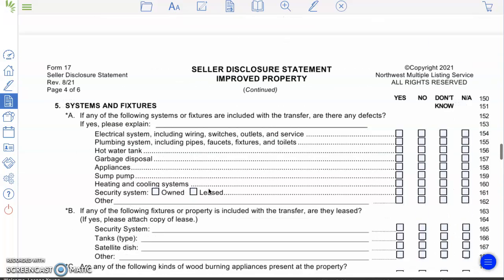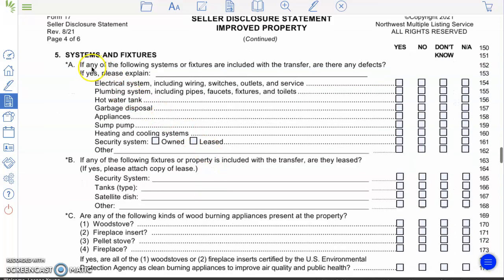Is the basement insulated? Again, systems and fixtures. If any of the following systems and fixtures are included with the transfer, are there any defects? So pretty self-explanatory, just yes or no, don't know, not applicable. So if you don't have a security system, you could just write not applicable.